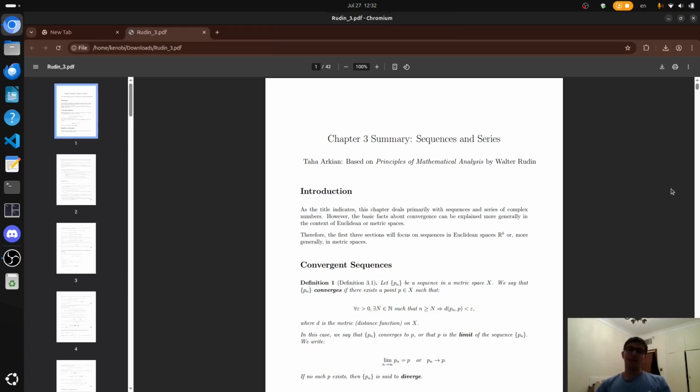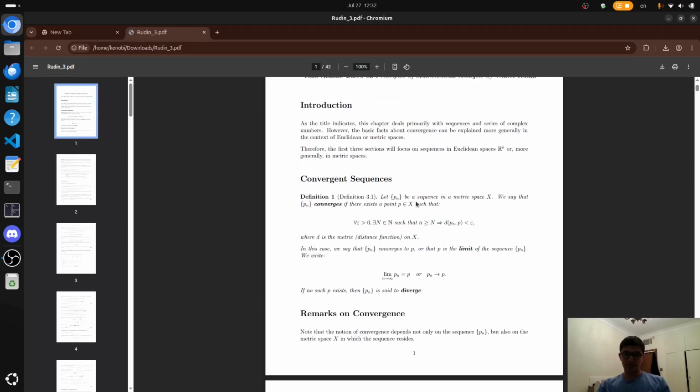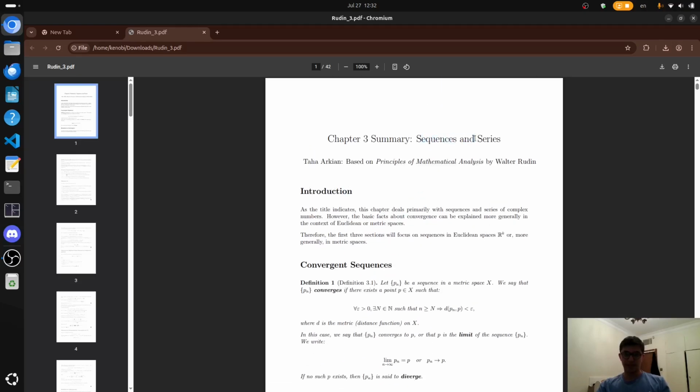Now we're doing chapter 3 of this real analysis book. I make the copies myself. My name is Taha Arkian. It's based on Principles of Mathematical Analysis. This is for chapter 3, sequences and series.